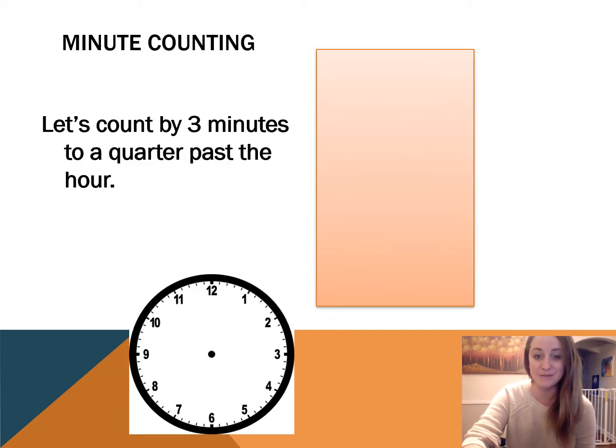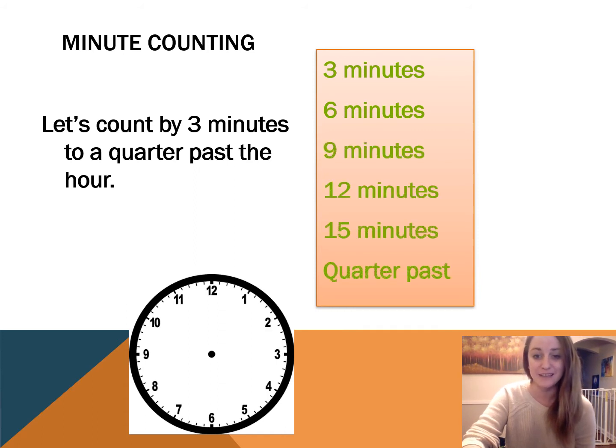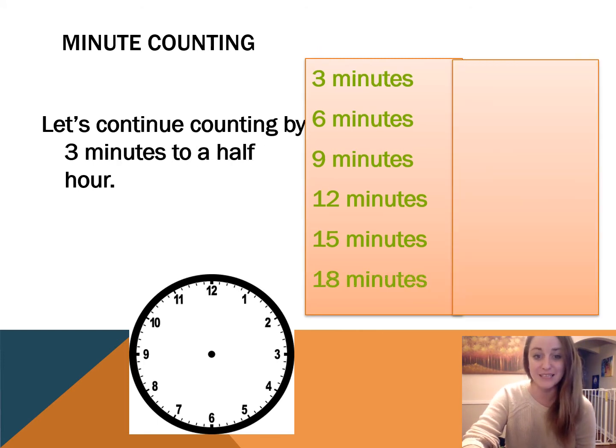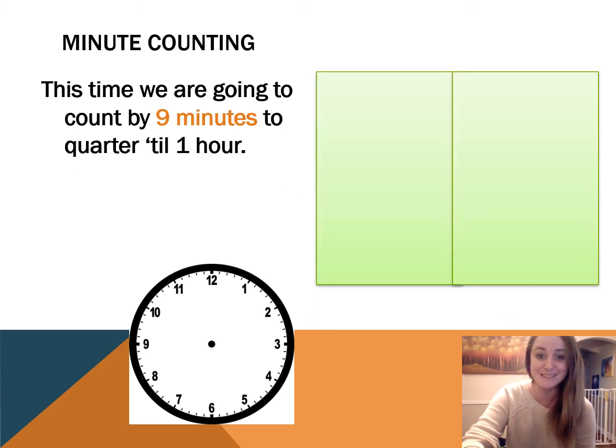Let's count by 3 minutes to a quarter past the hour. Ready? Let's go. 3 minutes, 6 minutes, 9 minutes, 12 minutes, 15 minutes, or a quarter past. Let's continue counting by 3 minutes to a half hour. 21 minutes, 24 minutes, 27 minutes, half hour, or 30 minutes.